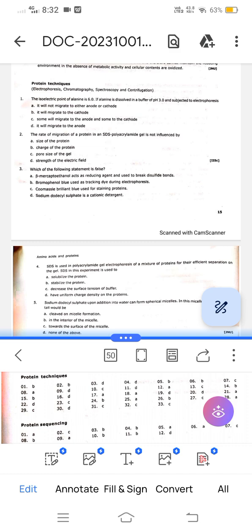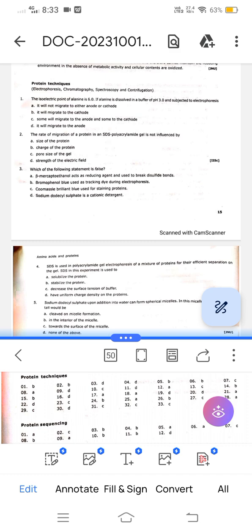First question: the isoelectric point of alanine is 6. If alanine is dissolved in a buffer of pH 3 and subjected to electrophoresis, answer is B. It will migrate to the cathode. Okay. Then the rate of migration of a protein in an SDS polyacrylamide gel is not influenced by B. Charge of the protein.